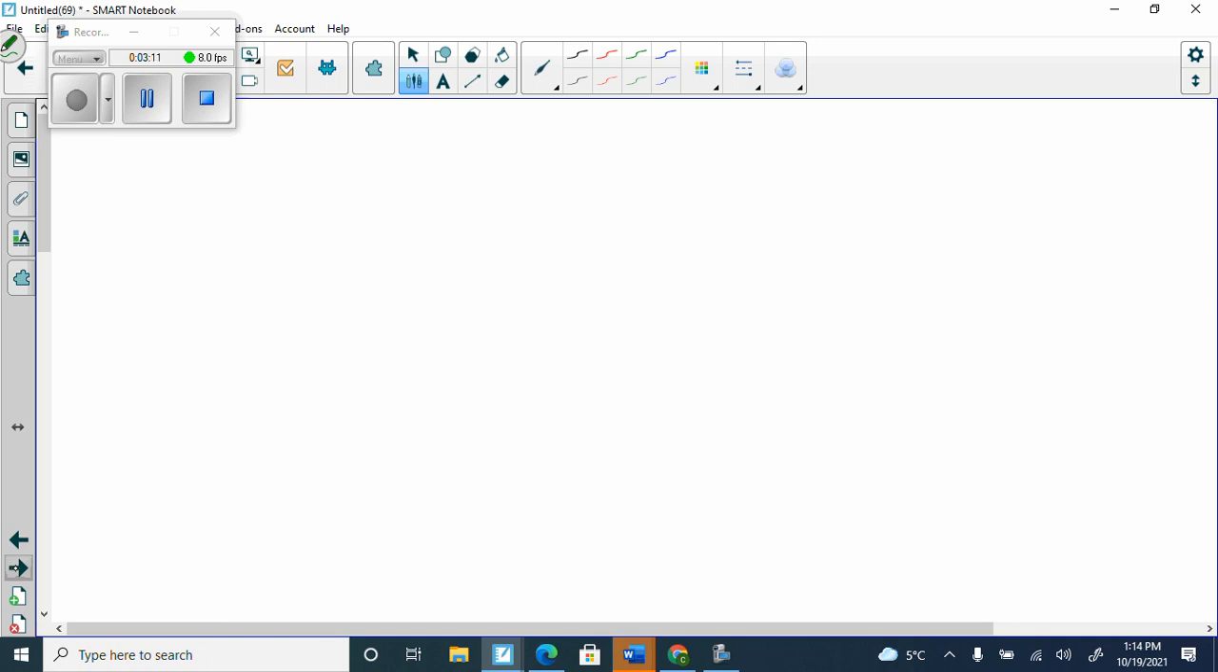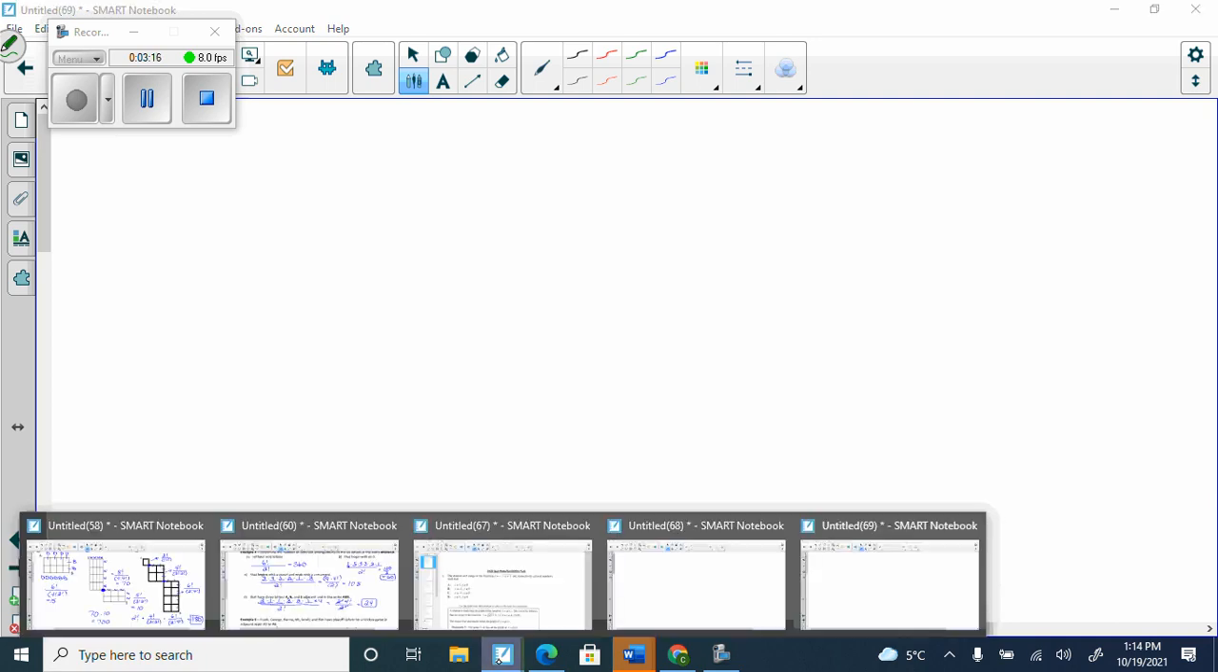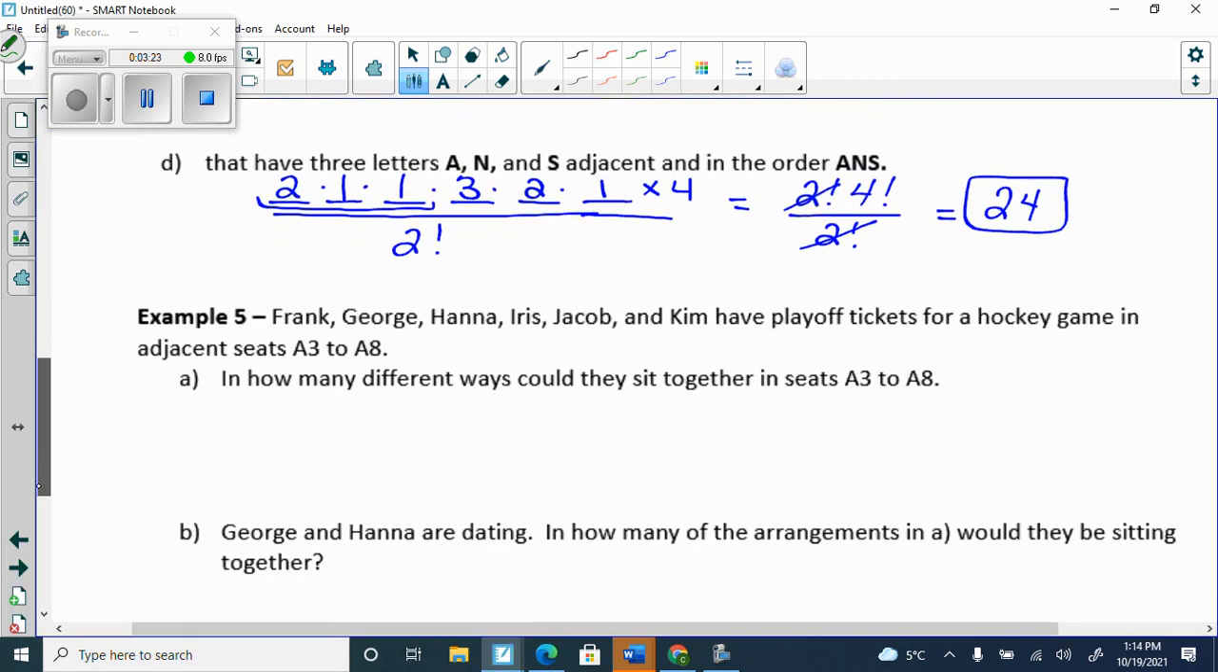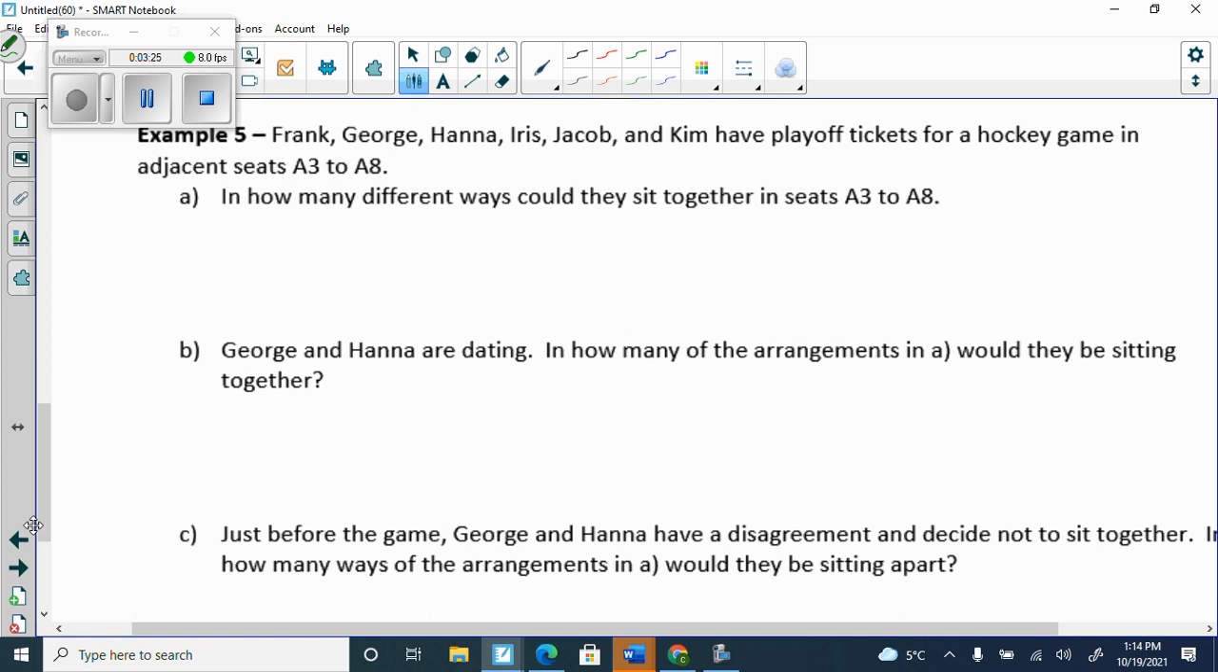We're going to flip to our notes. Example 5. I want you guys to try these ones out, please. Example 5, A, B, and C. The moment that you are putting people in seats, you are arranging them, correct? The moment you're putting them in a picture, you're arranging them. The moment you're putting posters on a wall, you're arranging them, so they're permutations. So you're going to try example 5.